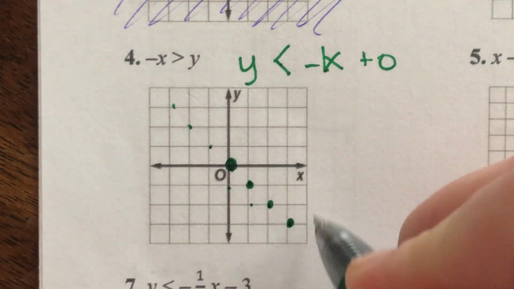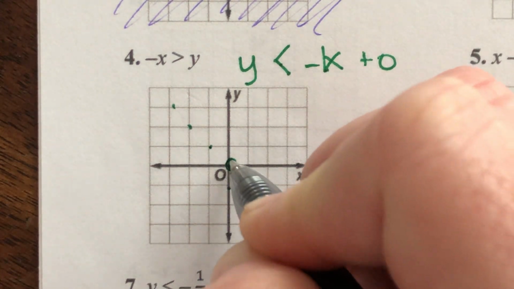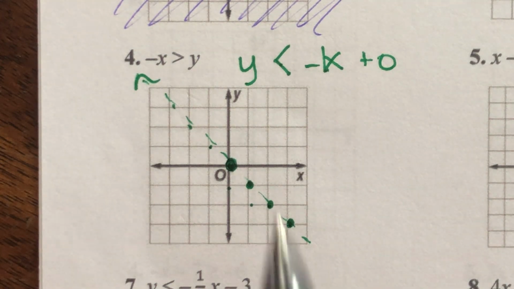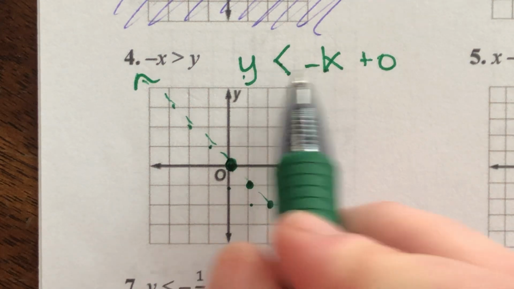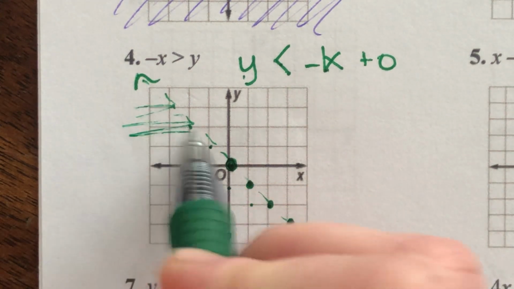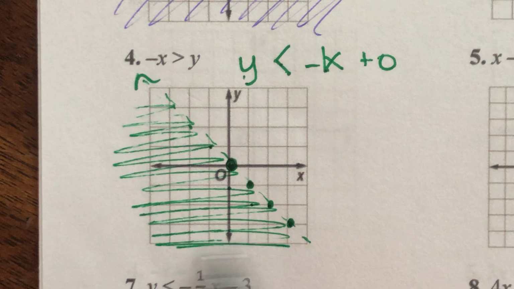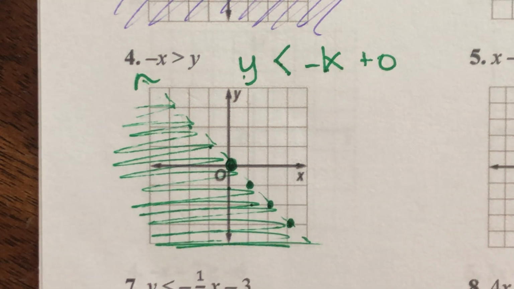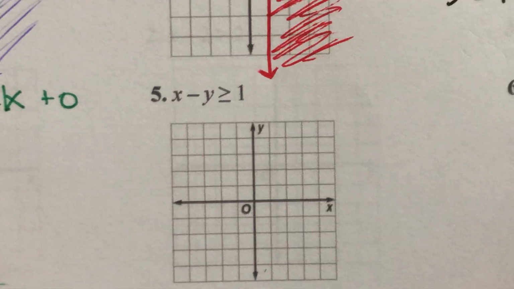I'm not good at drawing these. Okay, so it has to be a dotted line. And then we have to shade. And it says our shaded region is less than our line. So we have to shade everything less than our line. If you're not sure which direction is less than the line, pick a point on either side of your line and see which one works, and that'll tell you which way to shade.